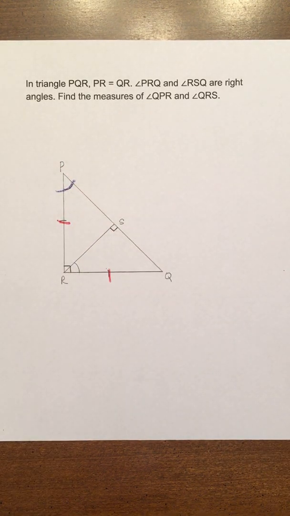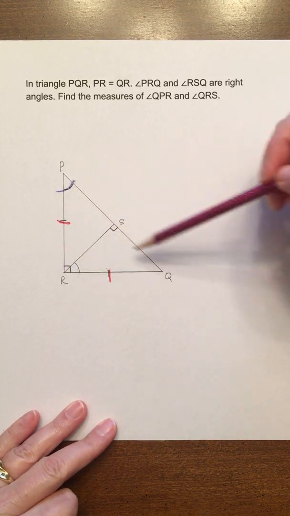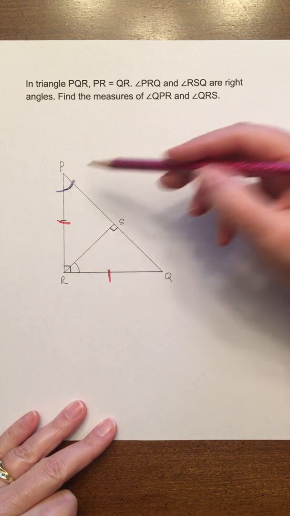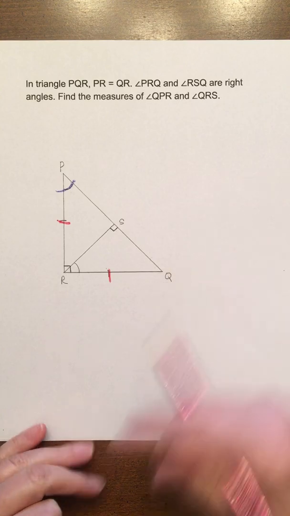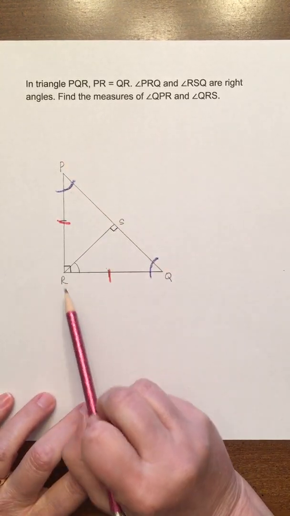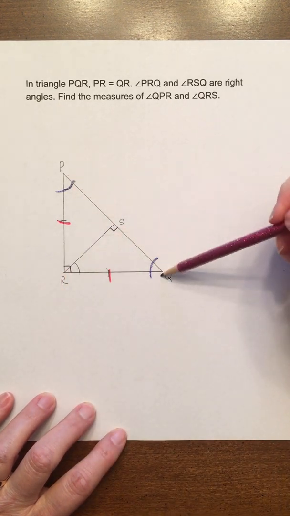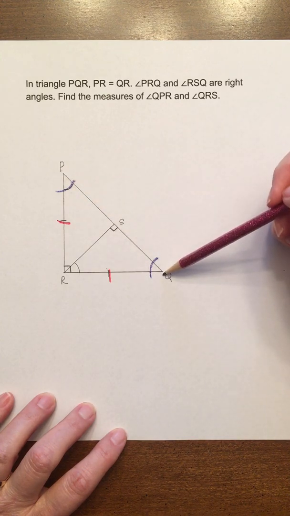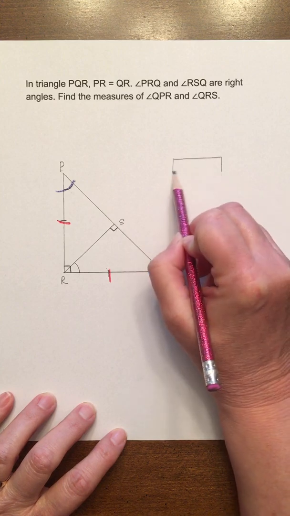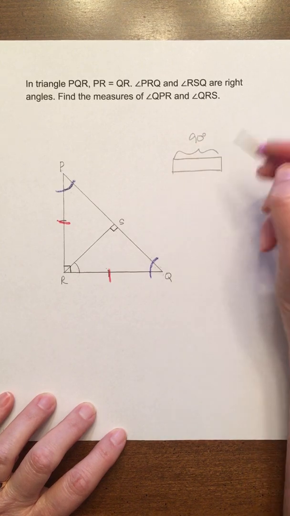Knowing what we know about isosceles triangles, we know that the angle measures opposite the equal sides are equal. So we know that this angle measurement is going to equal this angle measurement. They're going to be the same. We're going to use what we know about right triangles, and we know that these two angle measures together are going to equal 90 degrees because this is 90 degrees. So I'm going to start there. Draw my bar model, and I know that these two angles are going to equal 90 degrees.